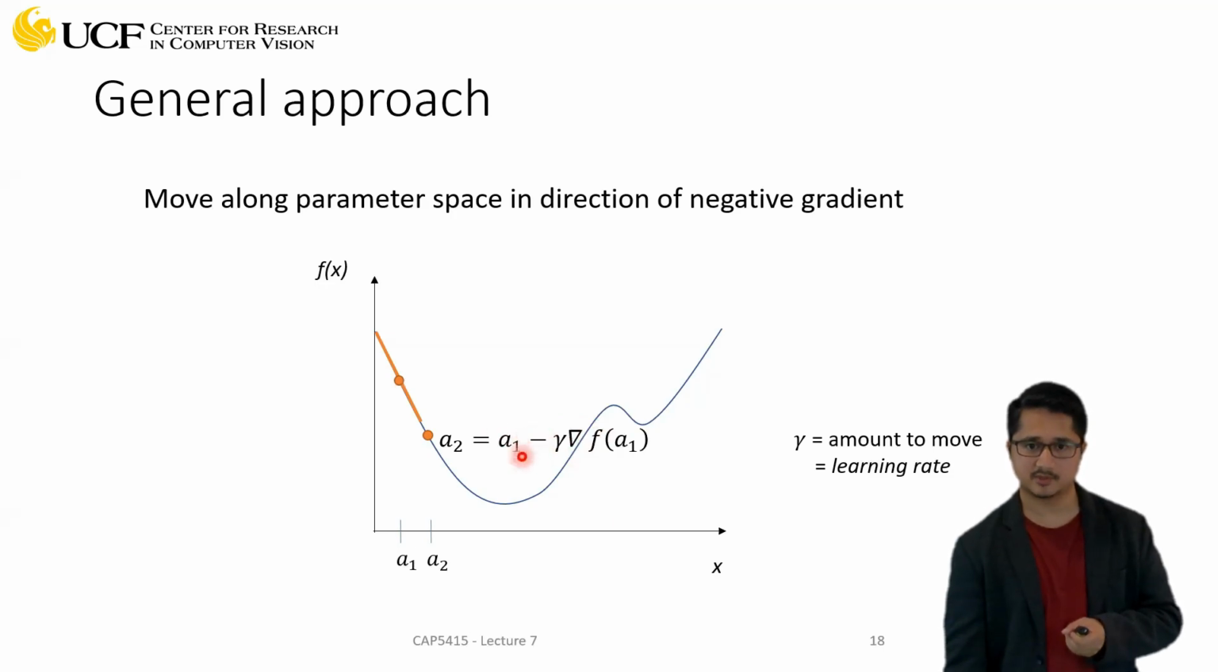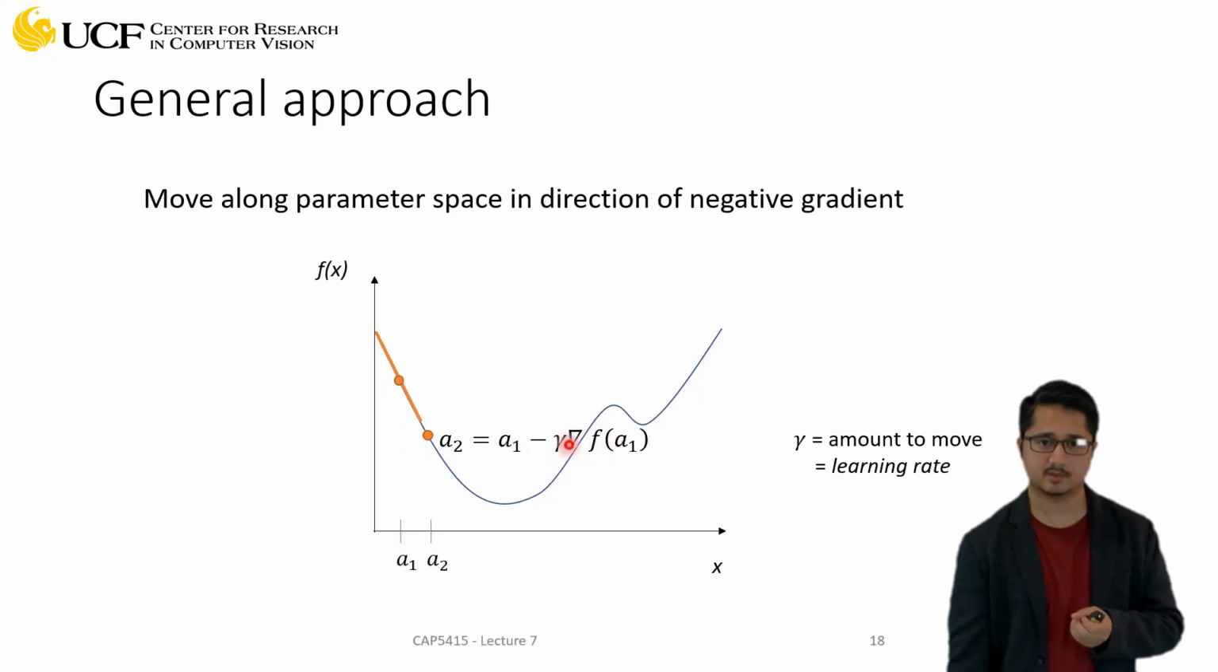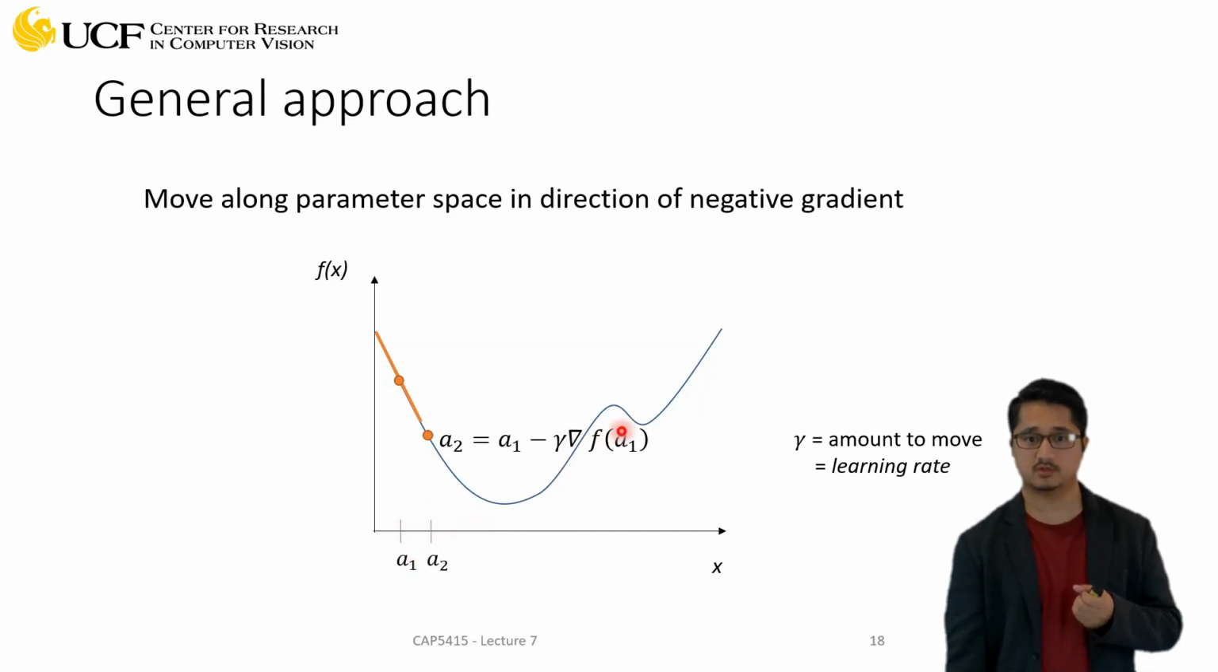If you add something to A1, in which direction will you go? You will go towards the right, because you're adding something to A1. And how much you're adding is controlled by two things: the gradient, which is the slope over here, and the gamma parameter, the learning rate. These two control how fast you move towards the right, or how big your step will be. So if you can compute the derivative, you can move in this direction.